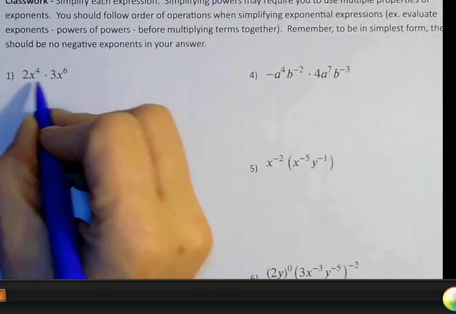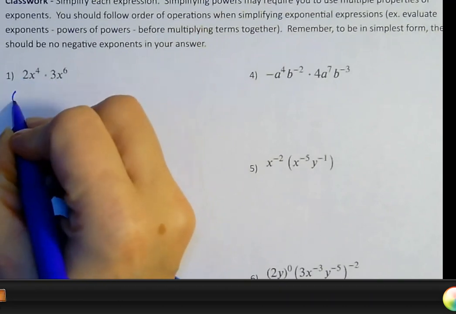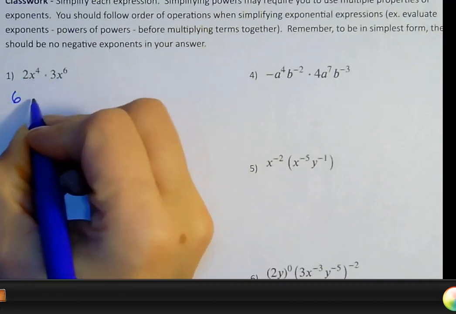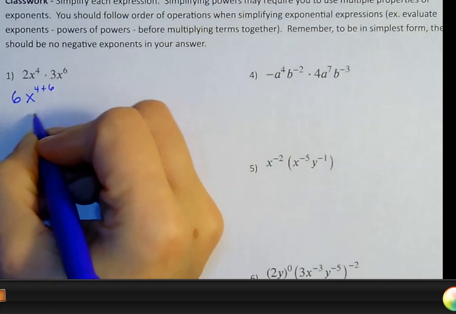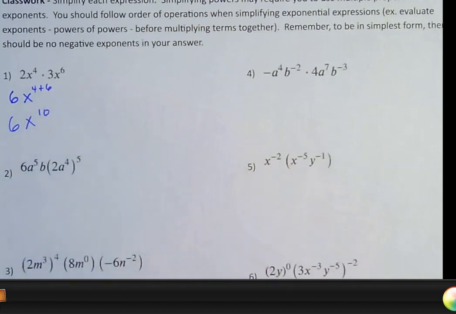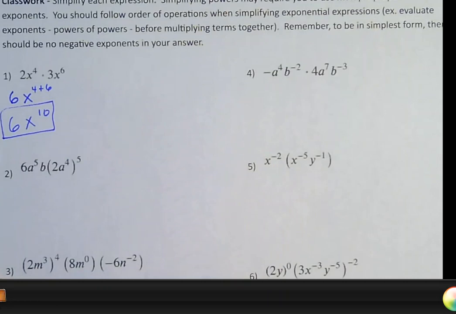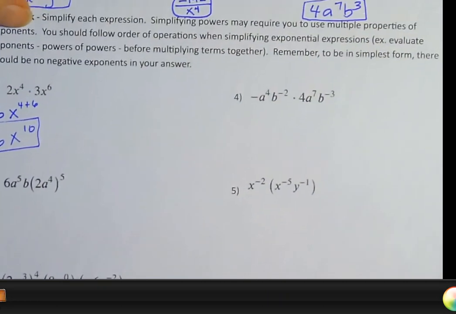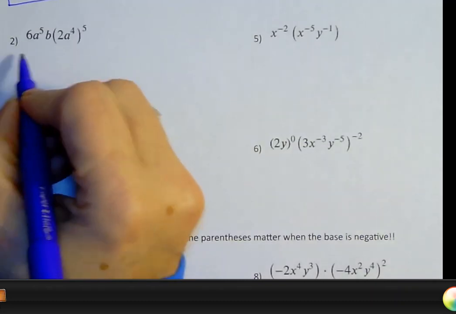Okay, so for number 1 here, I'm going to do the math that I can. 2 times 3, that's 6. And then I have x to the 4th times x to the 6th. I remember that I'm going to keep my base and add those exponents. So this answer is 6x to the 10th. Okay, next thing I'm going to do is look at problem 2. These are going vertically down. I don't suppose it really matters what order you do the problems, but I'm going to do problem 2 next.